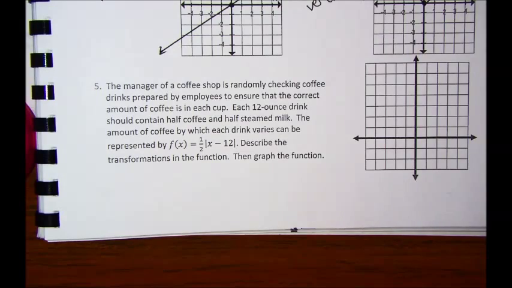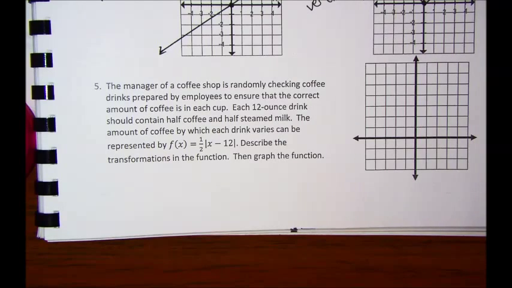The next problem. The manager of a coffee shop is randomly checking coffee drinks prepared by employees to ensure the correct amount of coffee is in each cup. Each 12-ounce drink should contain half coffee and half steamed milk. The amount of coffee by which each drink varies can be represented by f of x is equal to 1/2, and then the absolute value of x minus 12. Describe the transformations in the function.